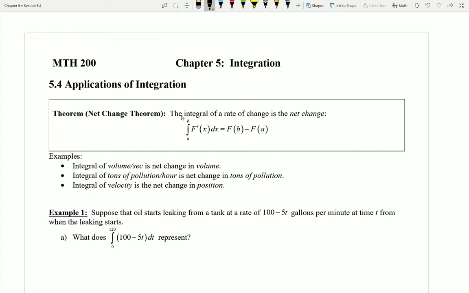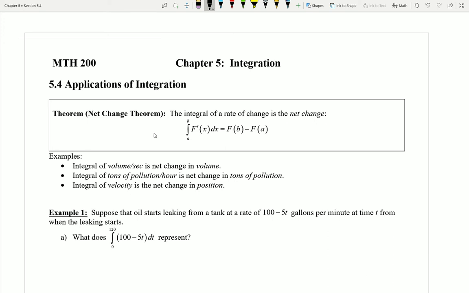Ultimately, what it states is that when I'm integrating something, if the function that I'm integrating is representative of a rate of change, then when I integrate that over some interval a to b, what I actually end up calculating with my fundamental theorem of calculus here is a net change in the overall quantity.